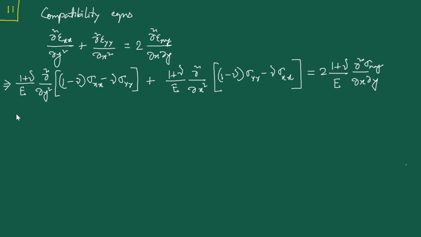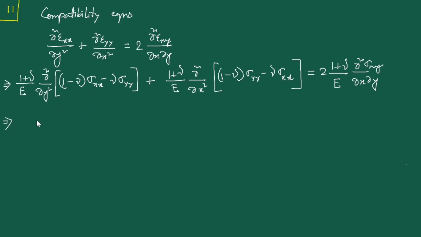Now you see that in each of the terms this 1 plus nu by E is common, so that can be cancelled out, and what we have left, so here this 1 minus nu sigma xx is associated with del square del y square. Now what we want to do is introduce another term involving sigma xx, but which will have a second order derivative with respect to x. With the same coefficient 1 minus nu, we basically want to add a 1 minus nu del square sigma xx del x square, and we also want to subtract that out. Okay, so let's see what happens if we do that.